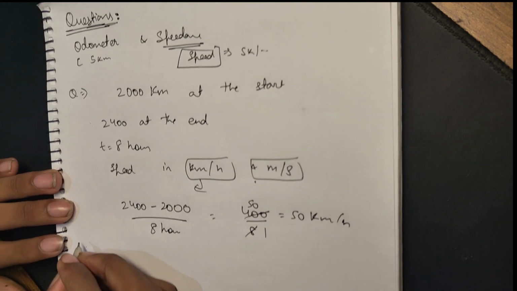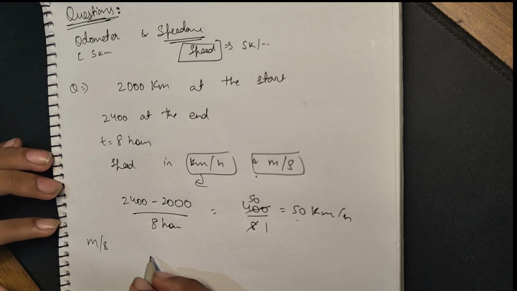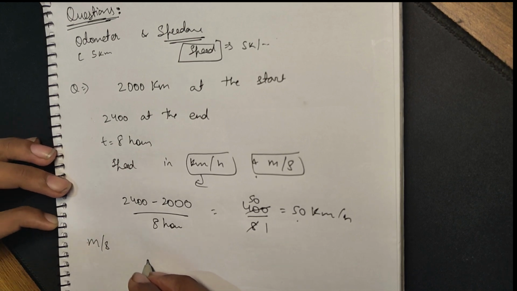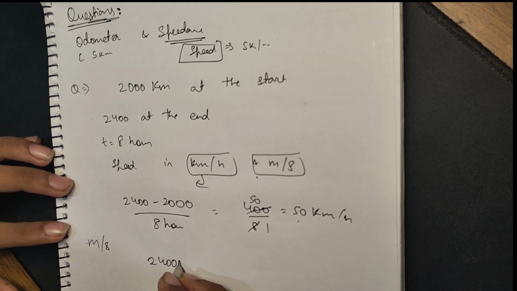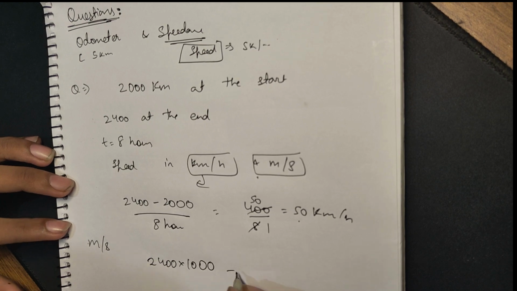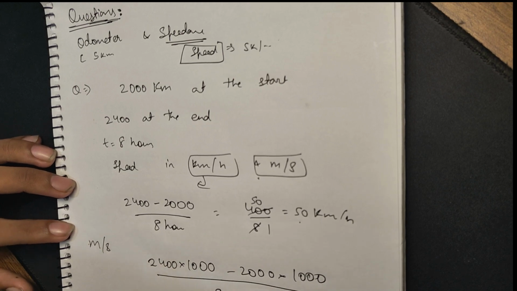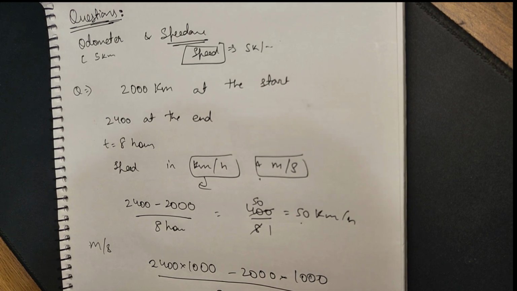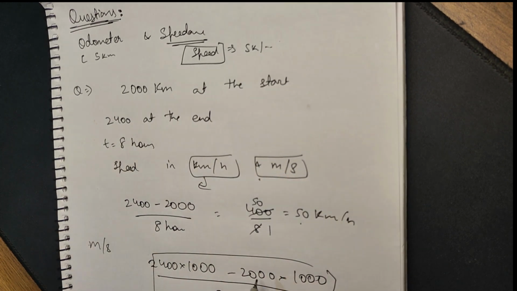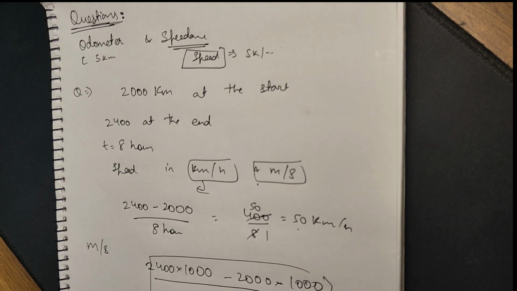Now we are looking at meter per second. When it comes to converting to meter per second, we can either convert this directly or do it in a simple way. Now, what is 2000 kilometers in meters? Into 1000 more, right? So you have 2400 into 1000 minus 2000 into 1000, by the time, which is 8 hours into how many seconds in an hour? 3600. This is going to be a lengthy calculation. Even this is correct, it's not wrong, it's just longer, or you can just take 1000 common outside.